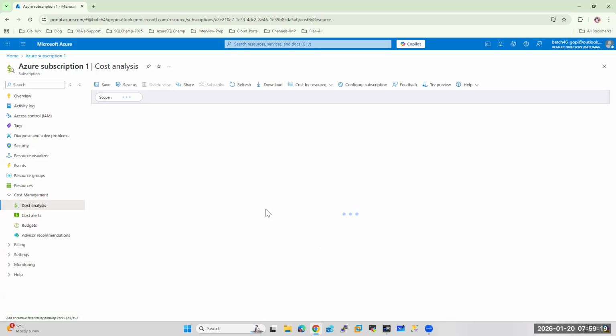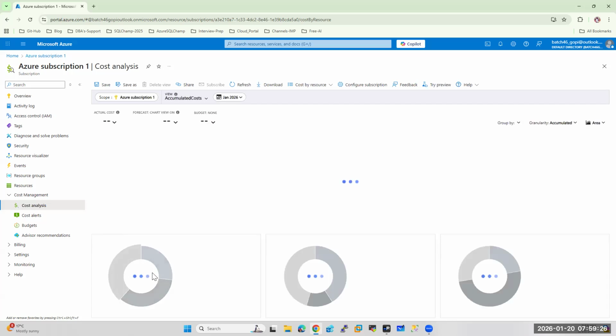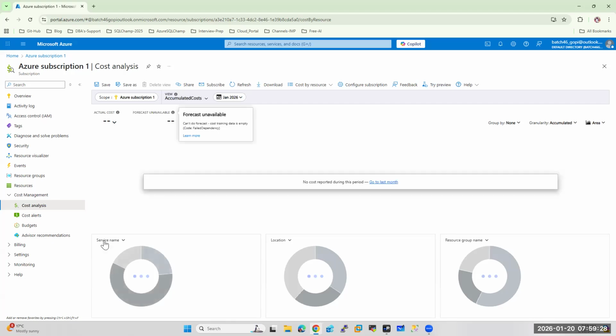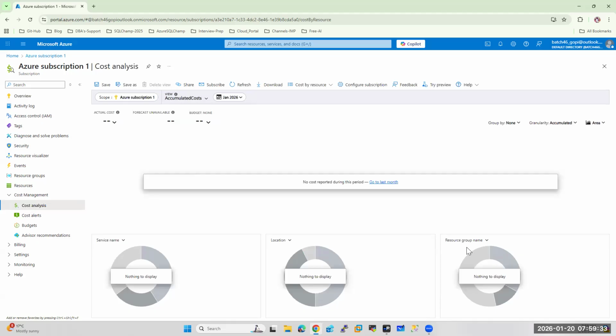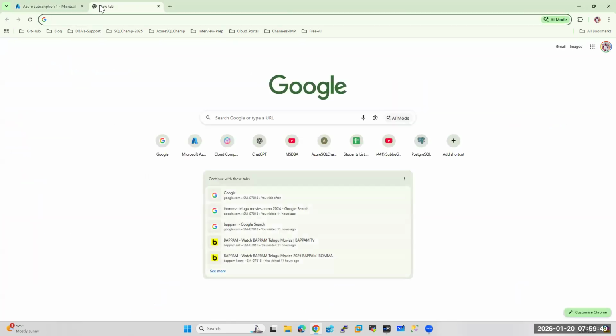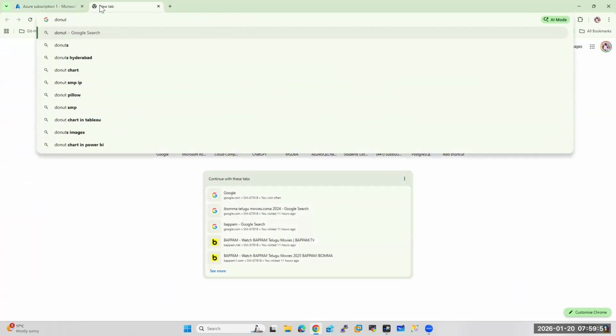I think we have not yet deployed anything here. Once you deploy any services, you will see the cost here. You can see it by service name, by location, and by resource group. I will talk about resource groups also. Currently we have not yet started anything, right? That's the reason we are not getting anything. Technically this is called a donut graph.